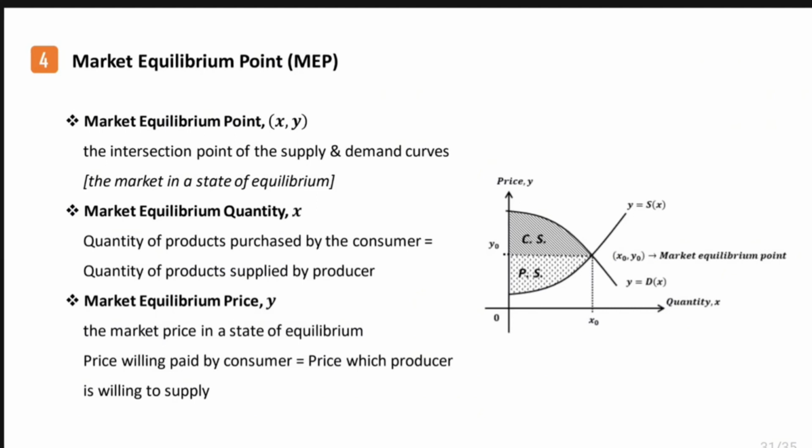And last, we continue with market equilibrium point, or MEP. We have 3 types of MEP. First, market equilibrium point: we find point X and Y, the intersection point of the supply and demand curve, meaning we find X when Dx equals Sx. Next we have market equilibrium quantity, meaning we find the value for X only. X refers to quantity. And market equilibrium price is the value for Y. Y refers to price. Okay, this one is the diagram for producer surplus, consumer surplus and market equilibrium point.